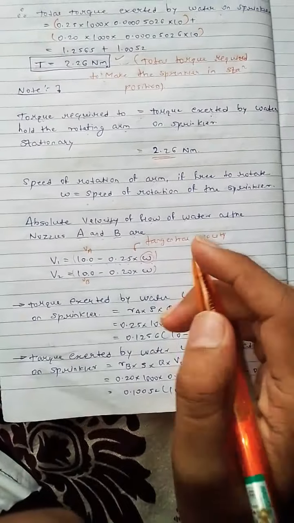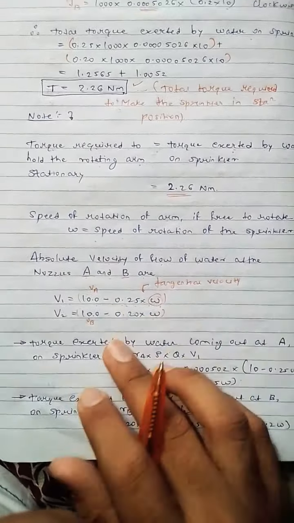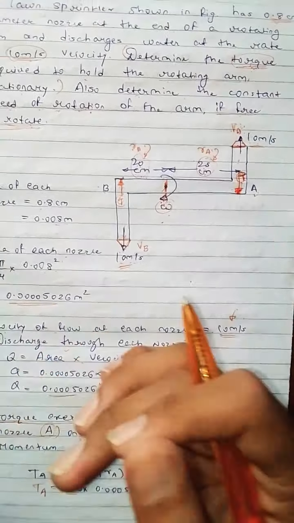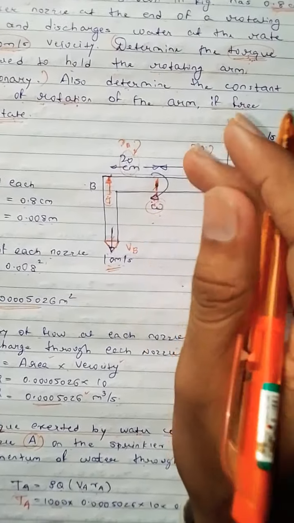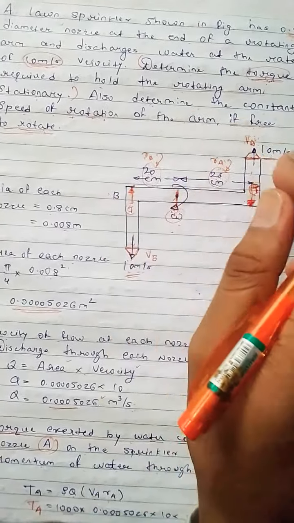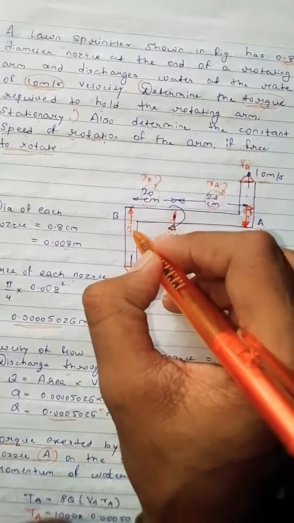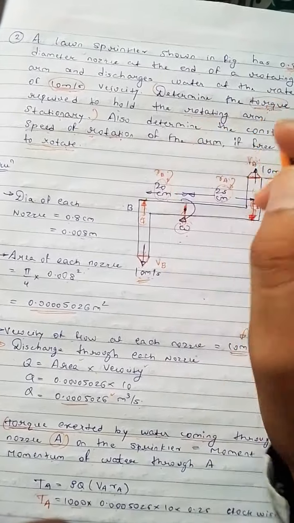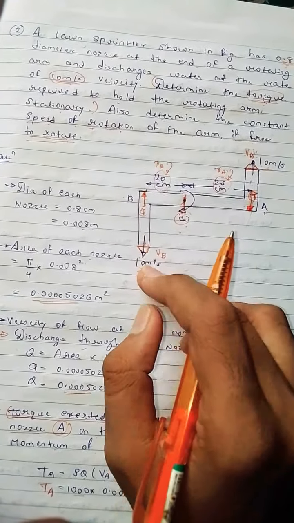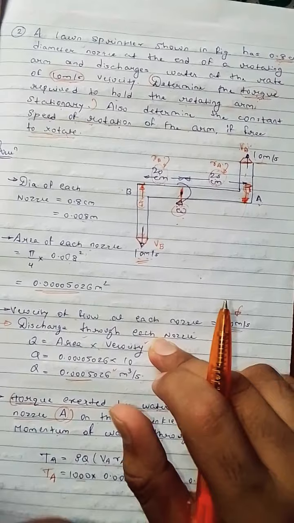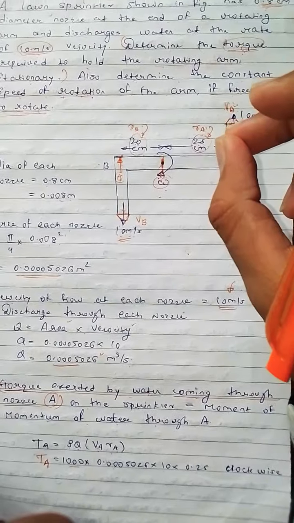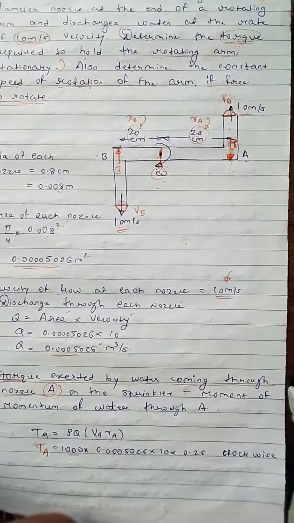Now the question arises: why have we taken it as a minus sign? For that we have to go to the diagram. First of all, you have to understand that the whole system is rotating in the clockwise direction, correct? This surface is rotating in the clockwise direction, but the water is flowing in the outward direction. This water is flowing downward and this whole surface is going upward. So obviously the absolute velocity will be decreasing.